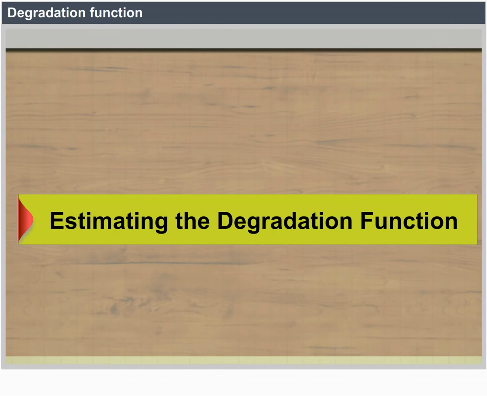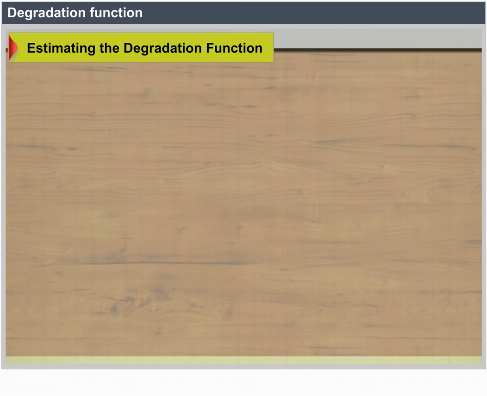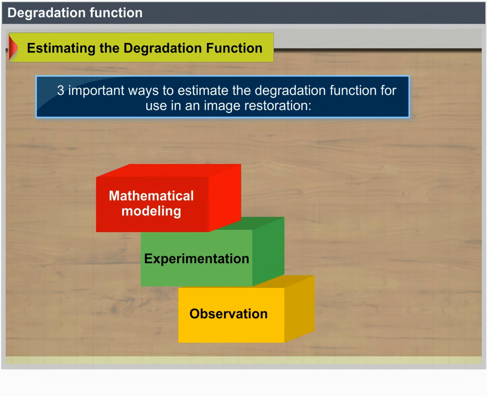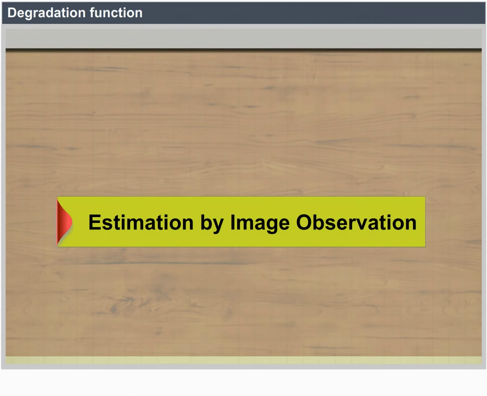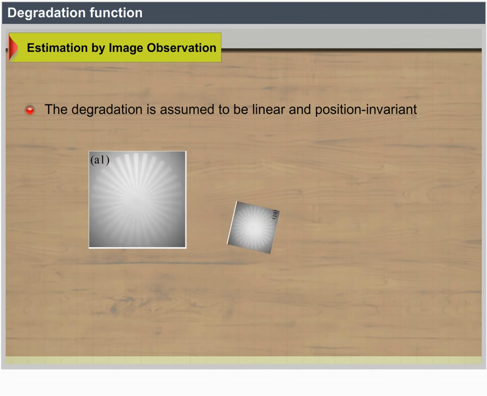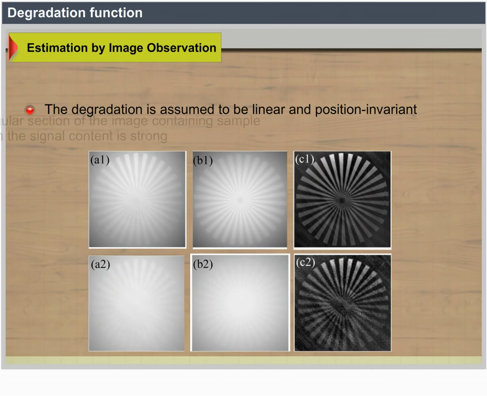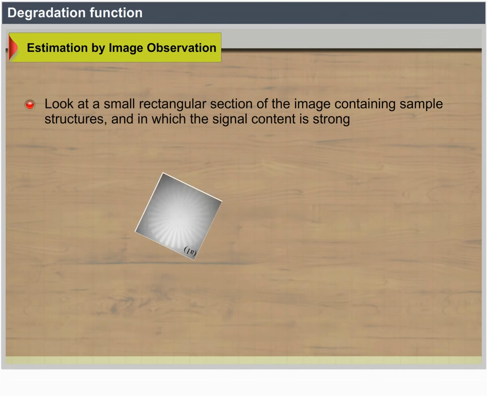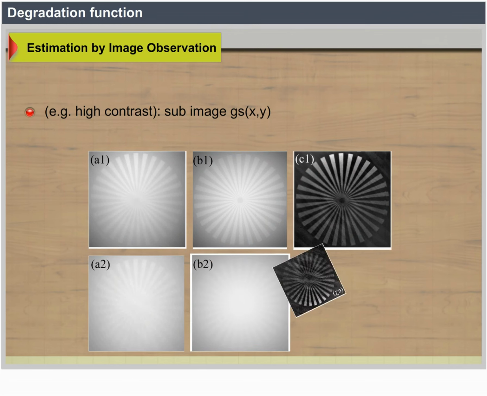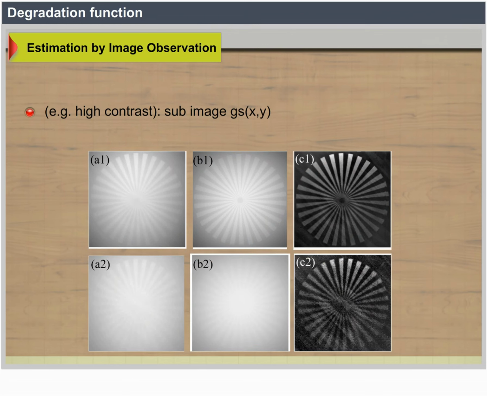Estimating the degradation function. There are three main ways to estimate the degradation function for use in image restoration: observation, experimentation, and mathematical modeling. Estimation by image observation. The degradation is assumed to be linear and position invariant. Look at a small rectangular section of the image containing sample structures and in which the signal content is strong, that is, high contrast, subimage g_s of x, y.